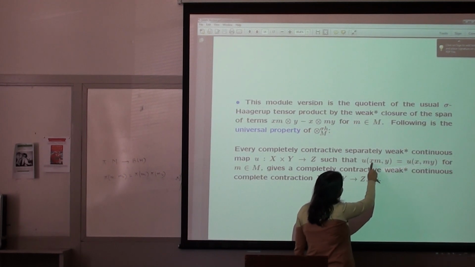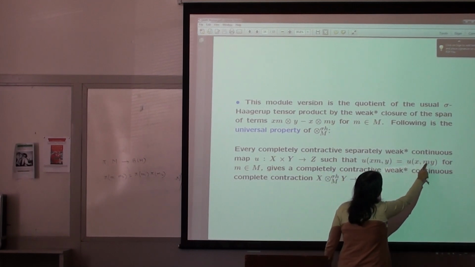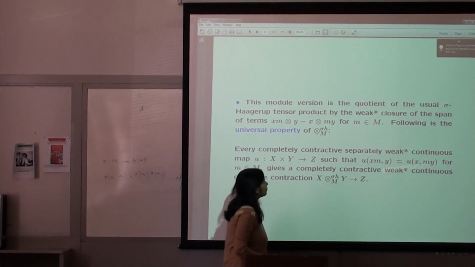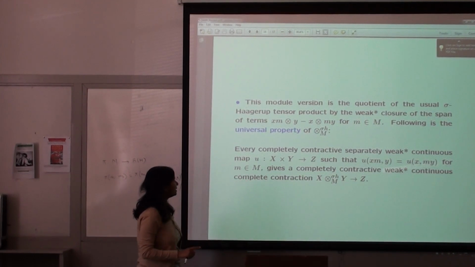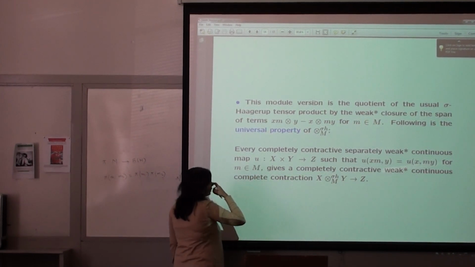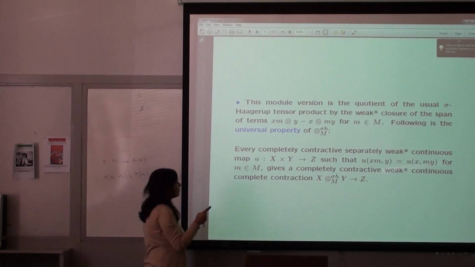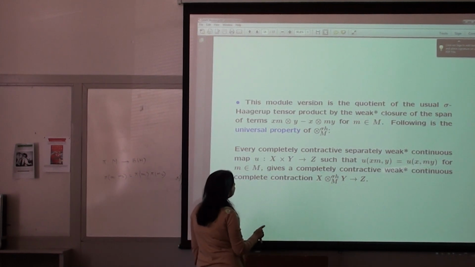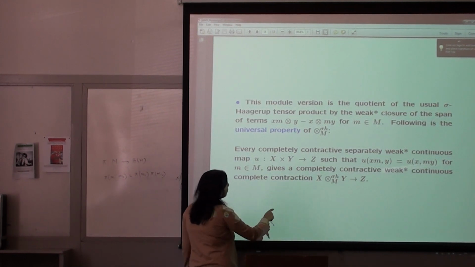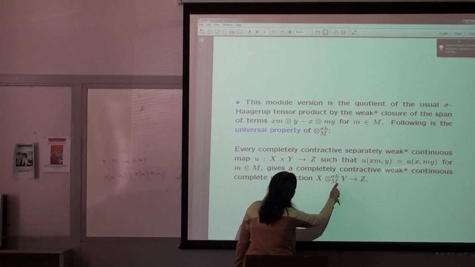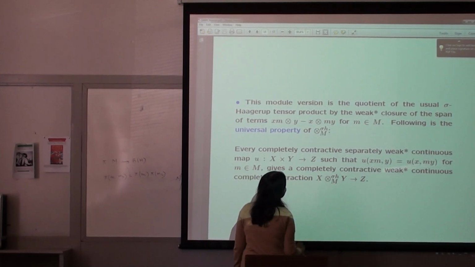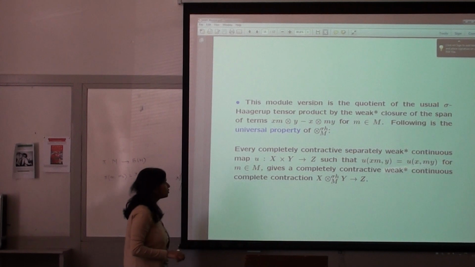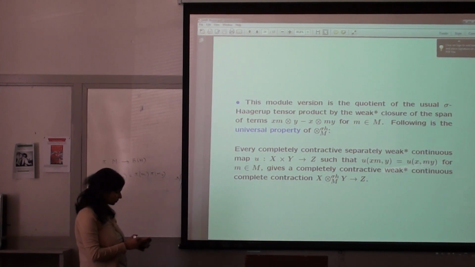So if the module action can be interchanged, for the map which takes X and Y, then you can interchange the module action for these kinds of maps. So if you have a linear map on this space, then this map can give you a unique completely contractive map on this space, which is what my tensor product is. So this map will be weak star continuous. It's continuous in the weak star topology.